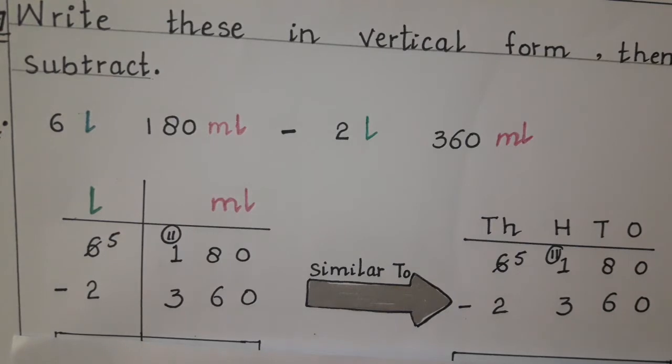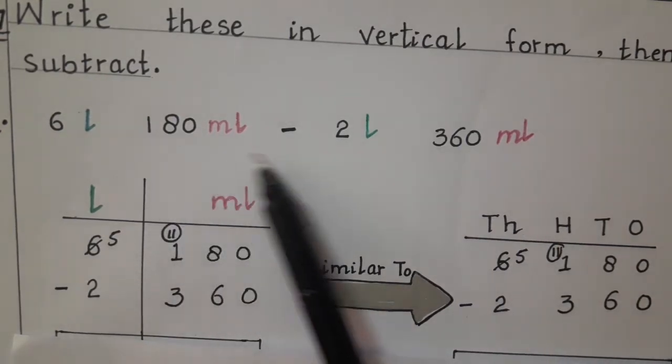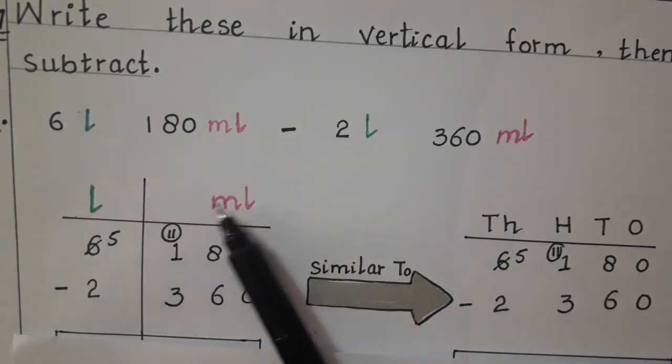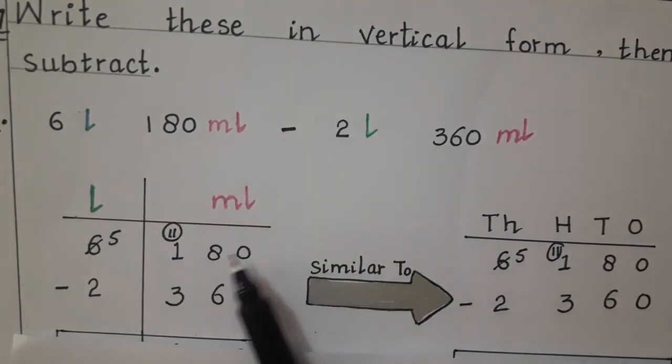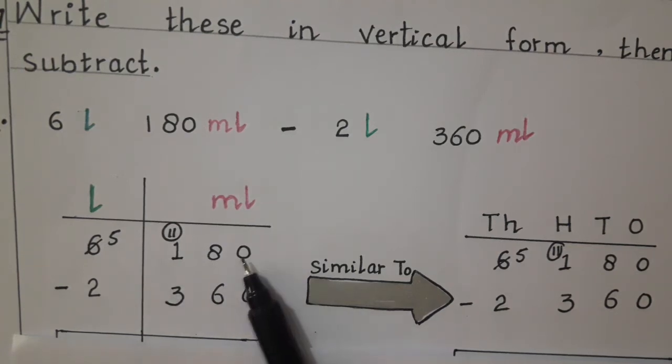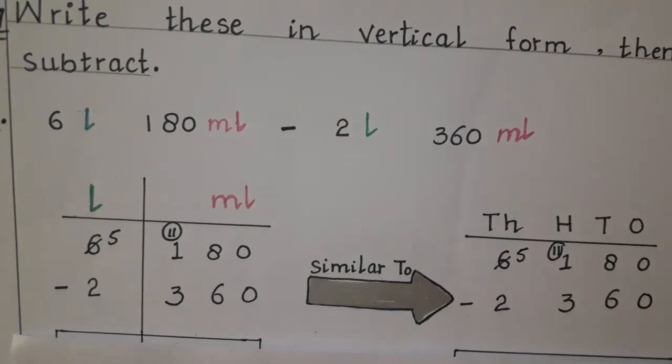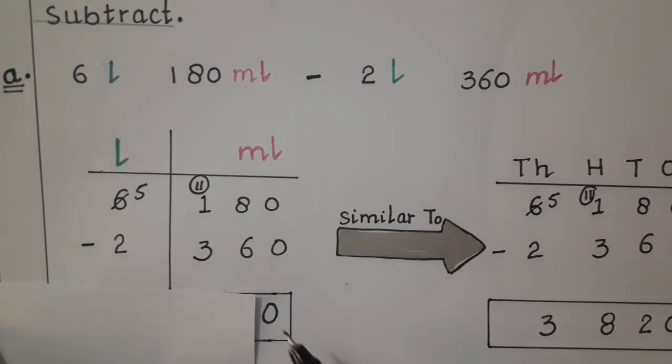The next question is: write these in vertical form, then subtract. This is also the same question. First of all, we will arrange this question in liter and milliliter. Okay, so students, I arranged the numbers, and now we will start to subtract. 0 minus 0, we get the answer 0. And 8 minus 6, just count on your fingers quickly. How many? Yes, 2.